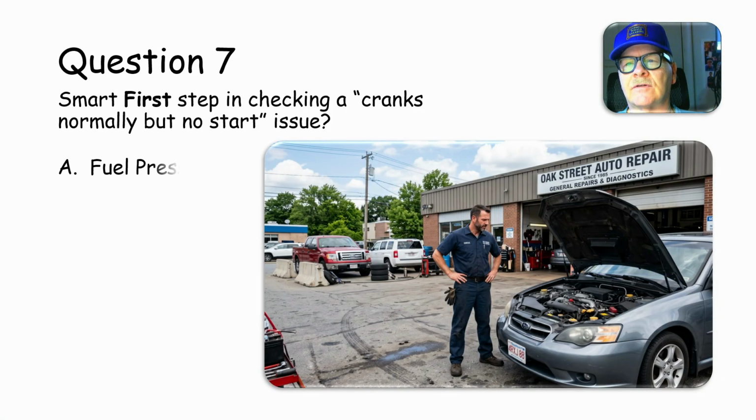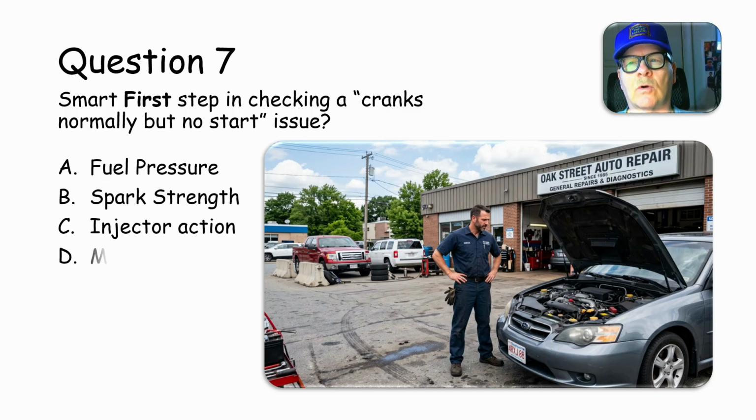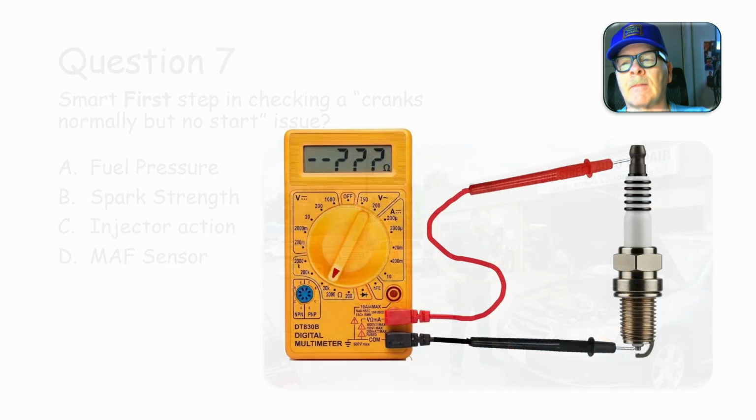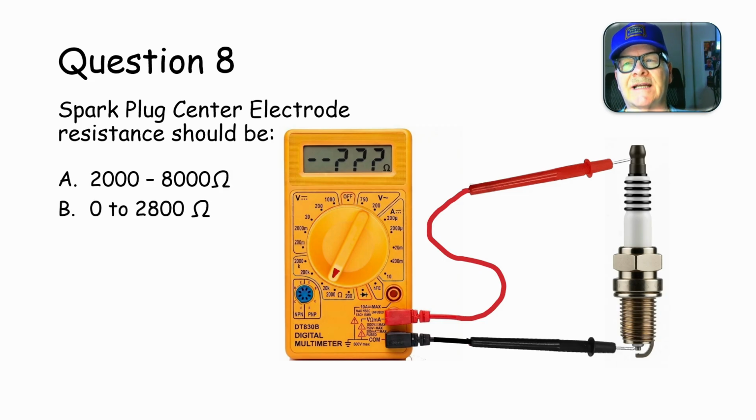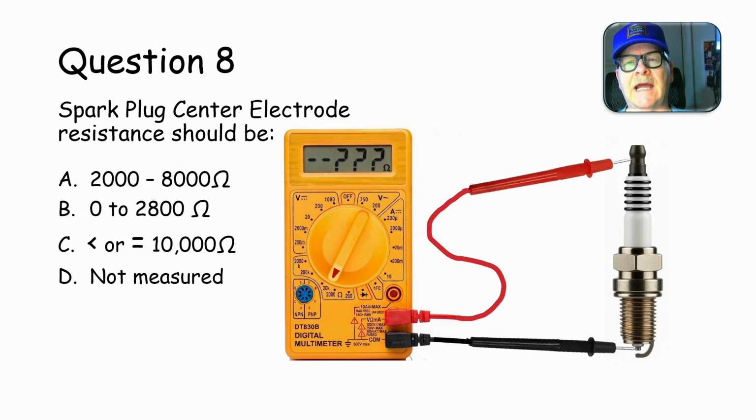Question 7. First step in checking a crank's normally but no start issue would be fuel pressure, spark strength, injector action, or mass airflow sensor. Question 8. Spark plug center electrode resistance should be A, 2,000 to 8,000 ohms, B, 0 to 2,800 ohms, C, less than or equal to 10,000 ohms, or D, not measured.